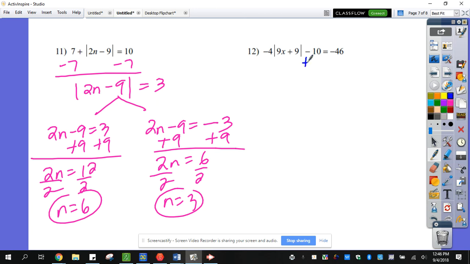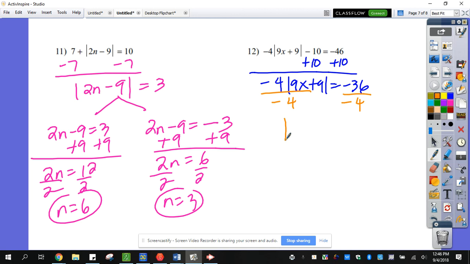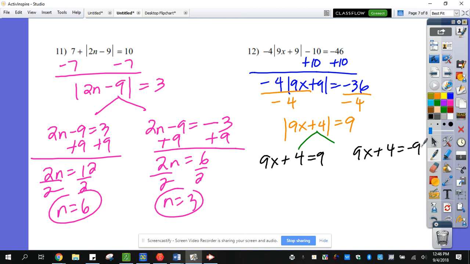Number 12 here, you add 10 first, you add 10. That gives you negative 4 times absolute value of 9x plus 9 is equal to negative 36. Divide this by what? Negative 4, negative 4. Absolute value of 9x plus 9 is equal to 9. Now, that's the only time you are going to split them into 2. 9x plus 9 is equal to 9. And 9x plus 9 is equal to negative 9. You subtract 9.